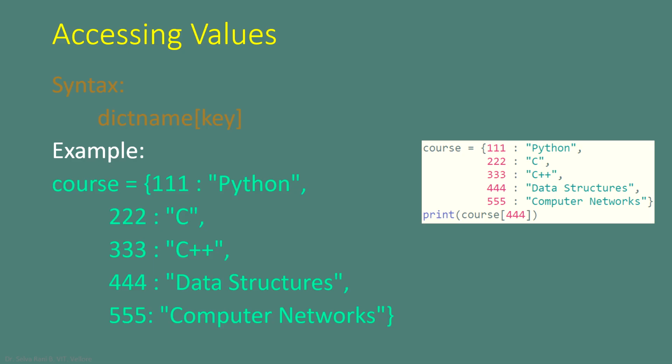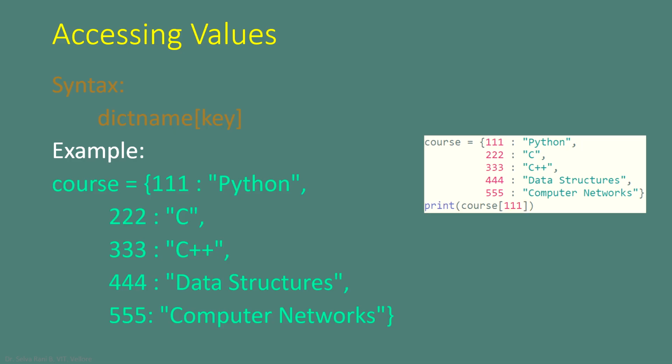Suppose we want to print or access data structures from the dictionary, then we have to provide the key 444. So print course of 444 will display the value corresponding to 444. Now the output on the screen is data structures. Similarly, if we display course of 111, the respective value Python will be accessed and displayed on the screen.